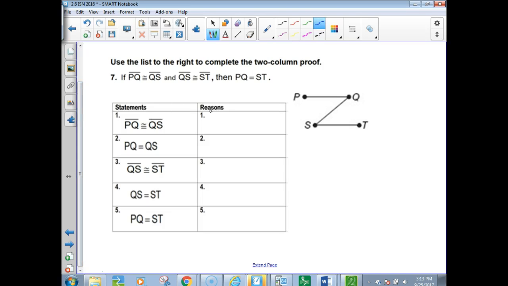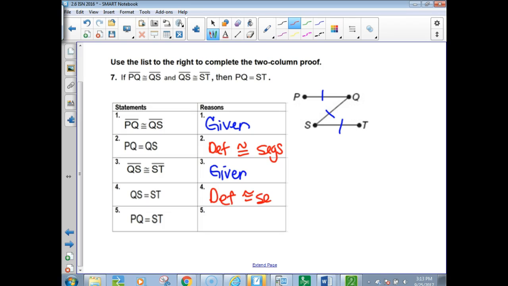Been given PQ congruent to QS. I'll mark it on my diagram. If segments are congruent, then their measures are equal by definition of congruent segments. I've been given that QS is equal to ST. I'll mark it on my picture. Therefore, again, segments' measures are equal by definition of congruent segments.